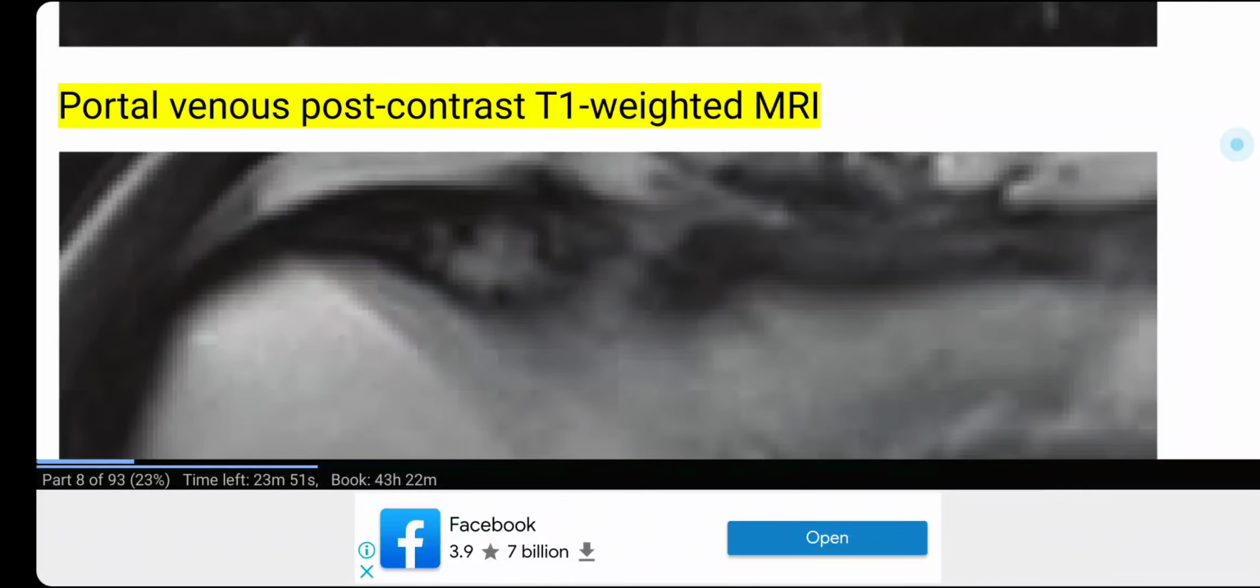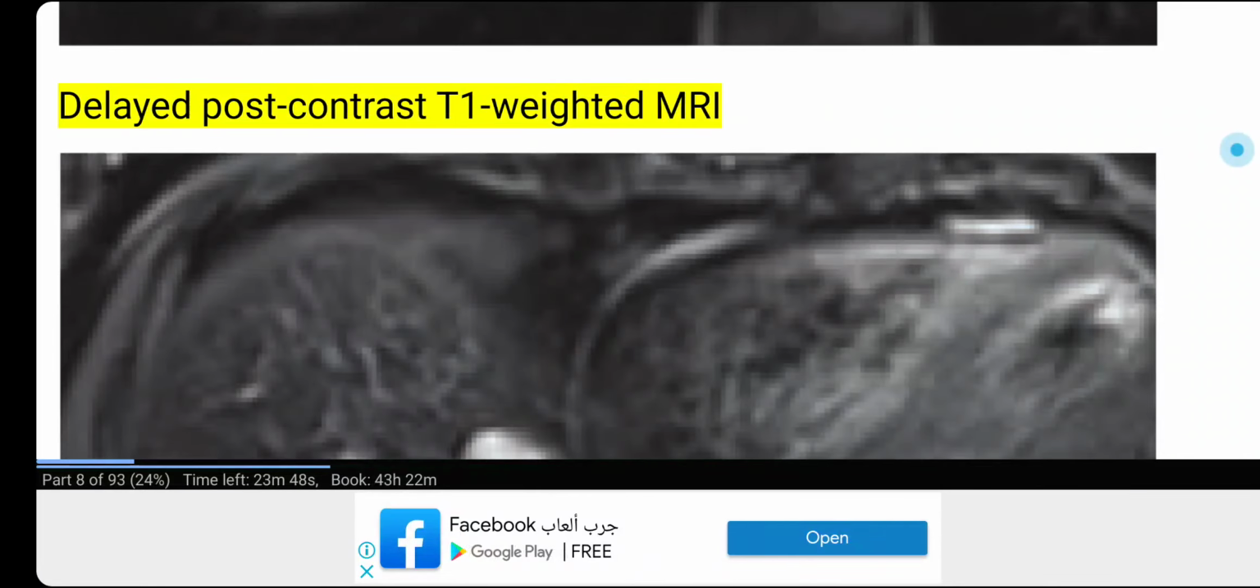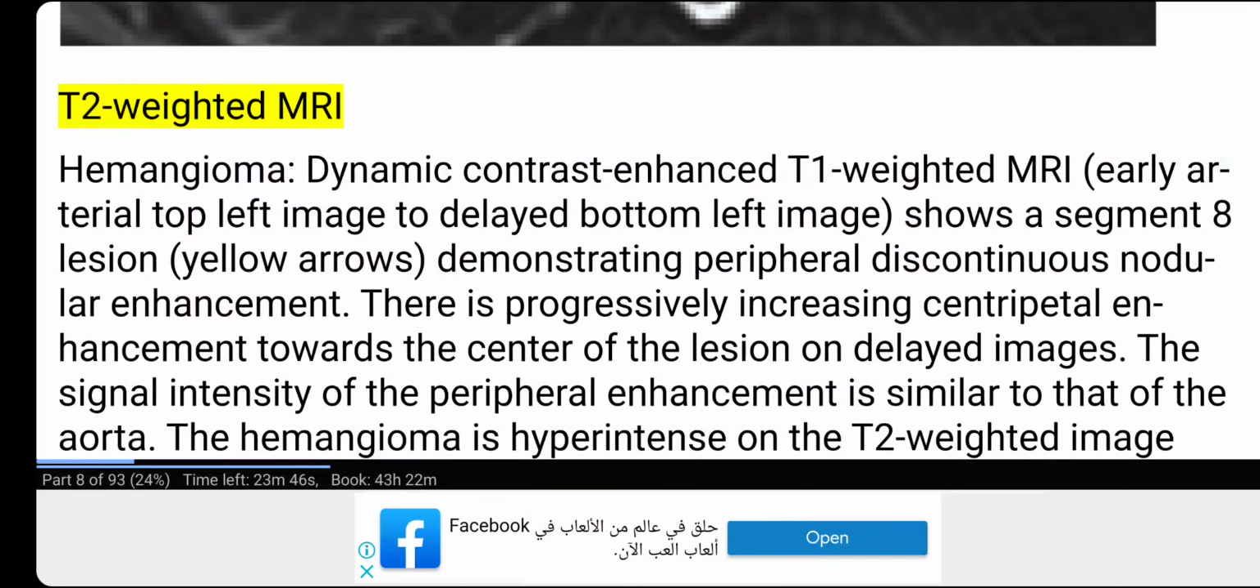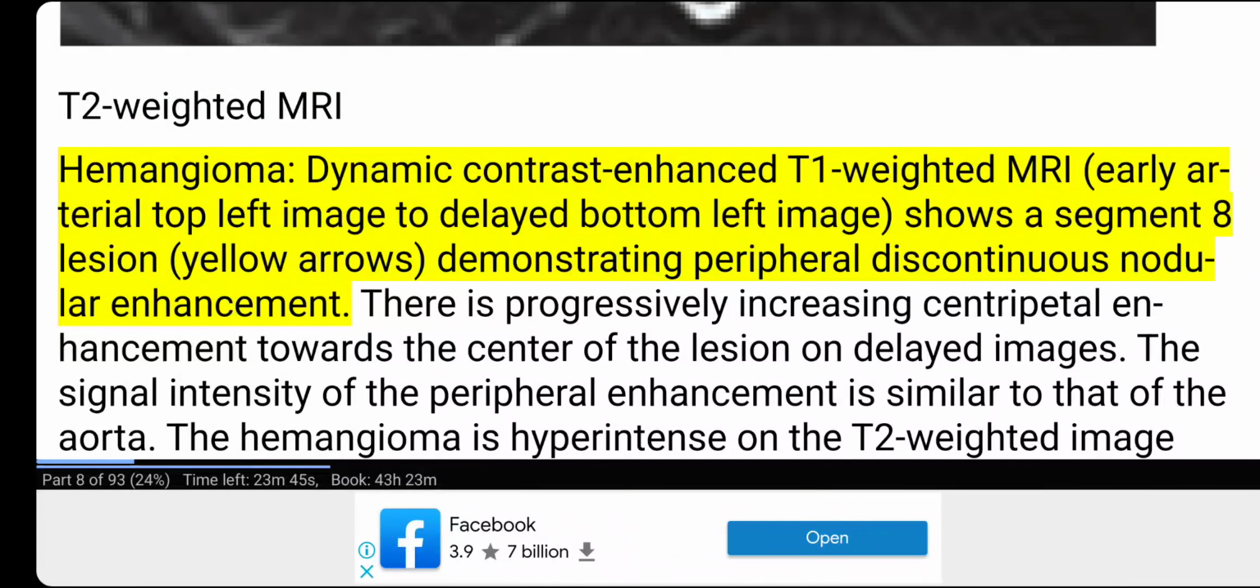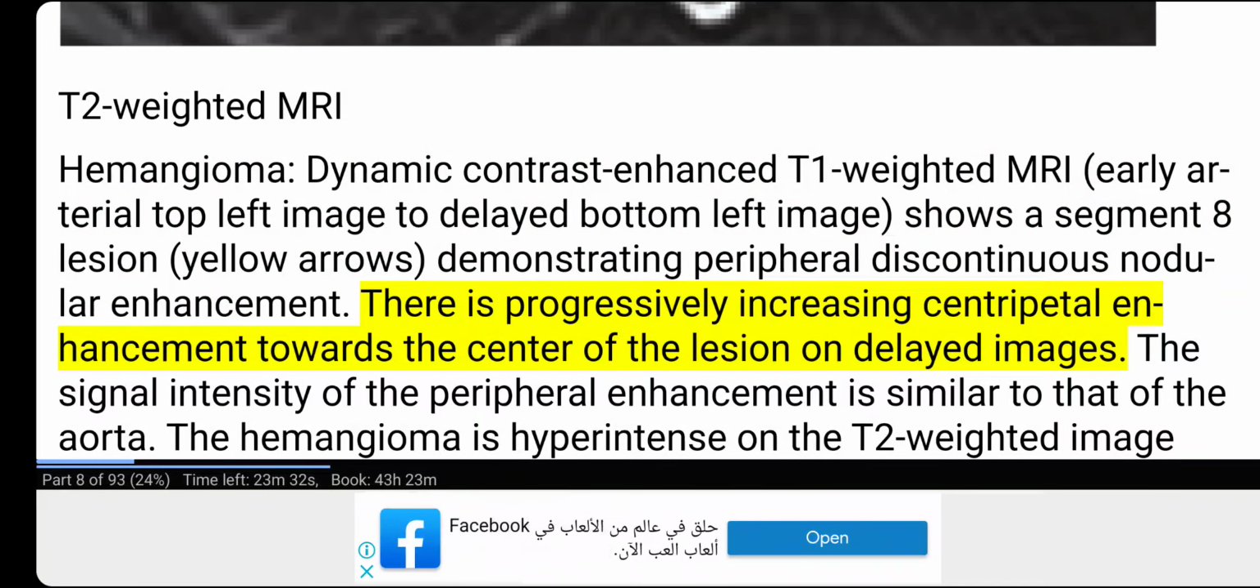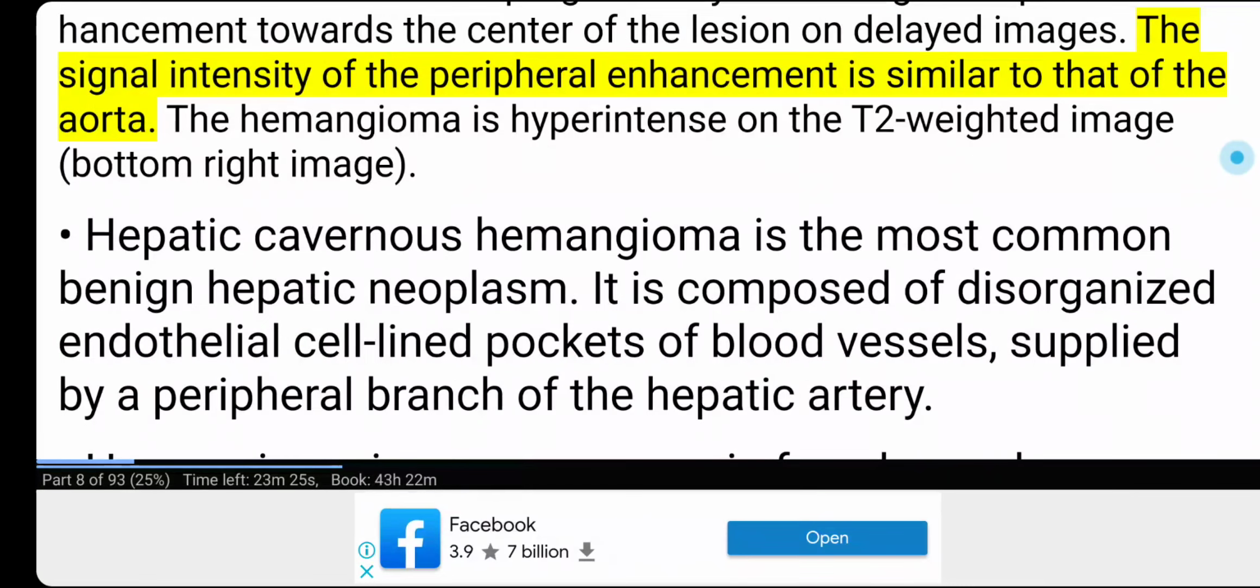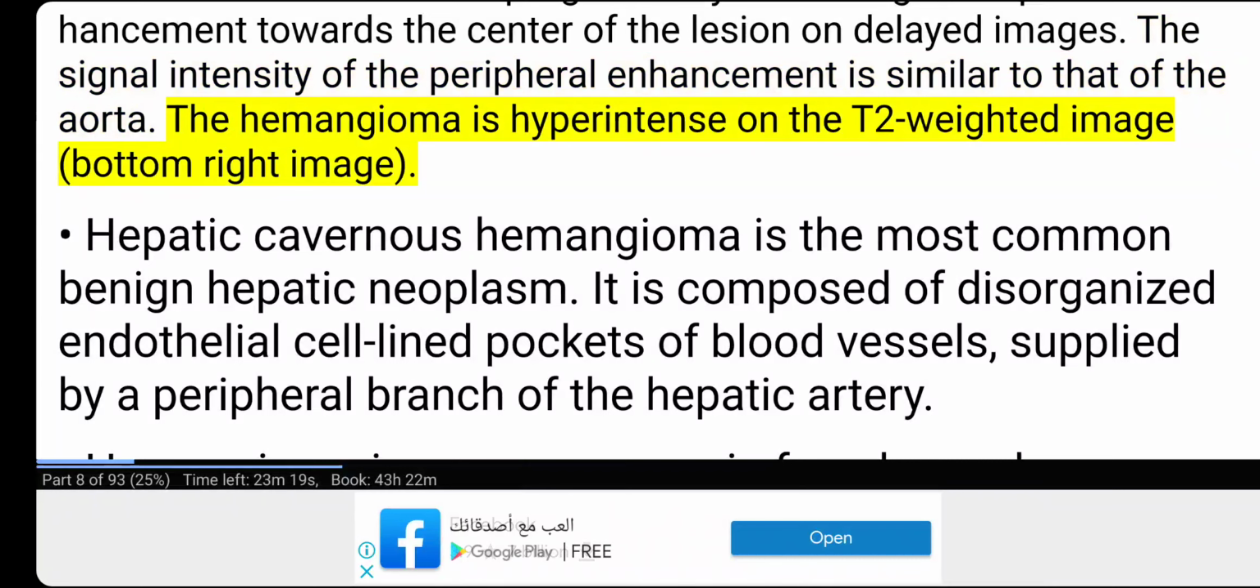portal venous post-contrast T1 weighted MRI, delayed post-contrast T1 weighted MRI, T2 weighted MRI. Hemangioma. Dynamic contrast enhanced T1 weighted MRI, early arterial top left image to delayed bottom left image, shows a segment 8 lesion, yellow arrows, demonstrating peripheral discontinuous nodular enhancement. There is progressively increasing centripetal enhancement towards the center of the lesion on delayed images. The signal intensity of the peripheral enhancement is similar to that of the aorta. The hemangioma is hyperintense on the T2 weighted image, bottom right image.